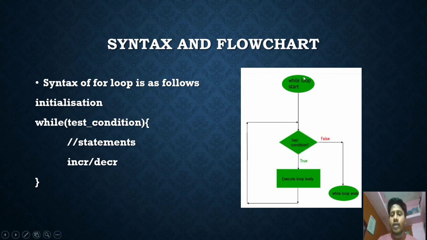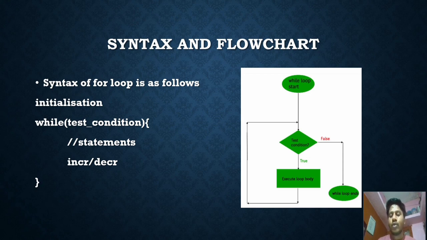So here you can see while loop will start here. So when the loop starts, it will first check the condition. If the condition is true, the body will be executed. Once the body is executed, it will go back to the condition and it will again check the condition. Okay, then if it is true, again execute it, then go back and check the condition. When the condition becomes false, the while loop will end. Okay, so this is the syntax and flowchart. So let's write a program on it.